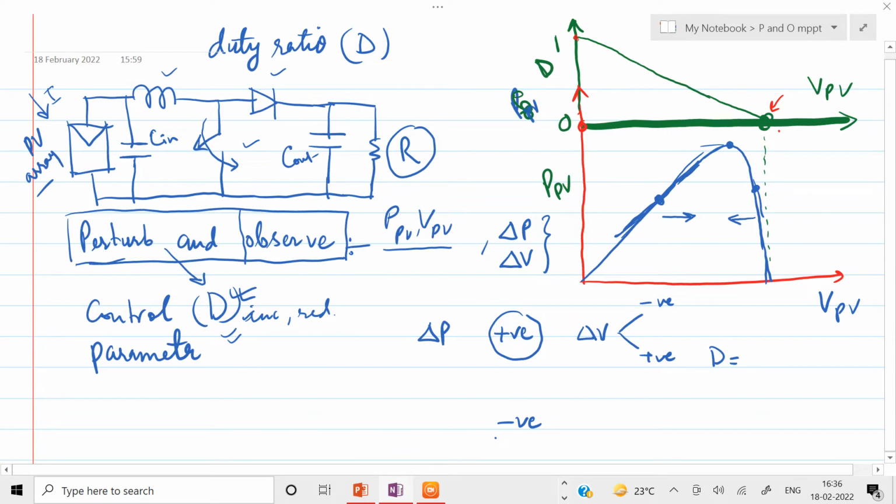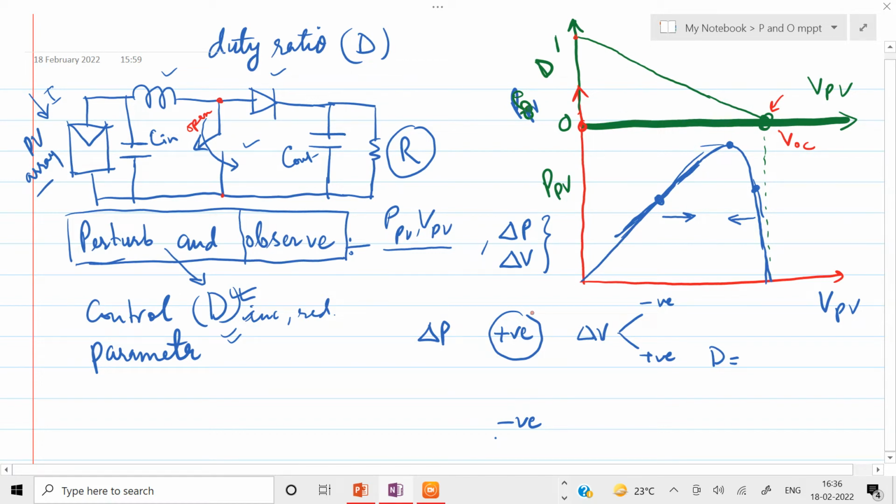Very simple. Duty ratio 1 means the switch is always connected. That means the PV panel is shorted, that means there is no voltage appearing across the PV panel. While when duty ratio is 0, that means this switch is always open. So that means an open circuit appears across the load or across the panel, so the output voltage is going to be VOC. Is it fine?